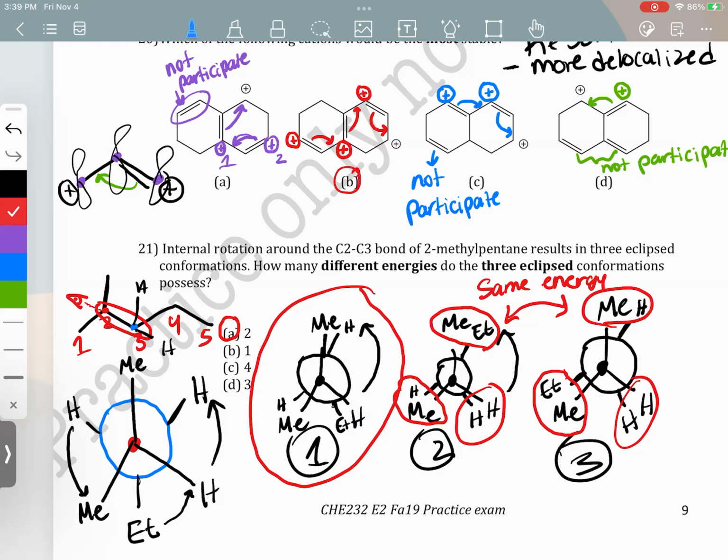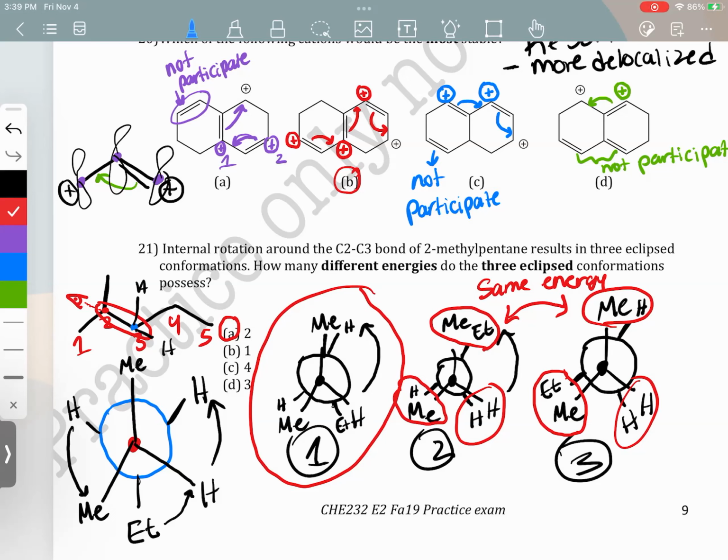I need to learn the vocabulary for that. Steric. Yes, just steric hindrance. That's when the big groups are close to each other. That is repulsion.